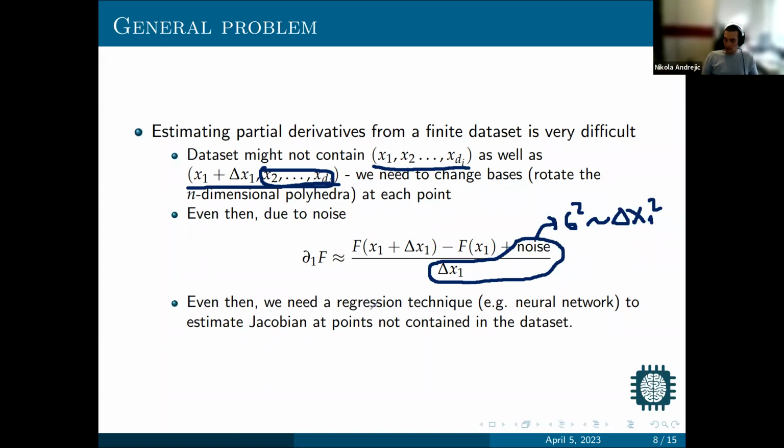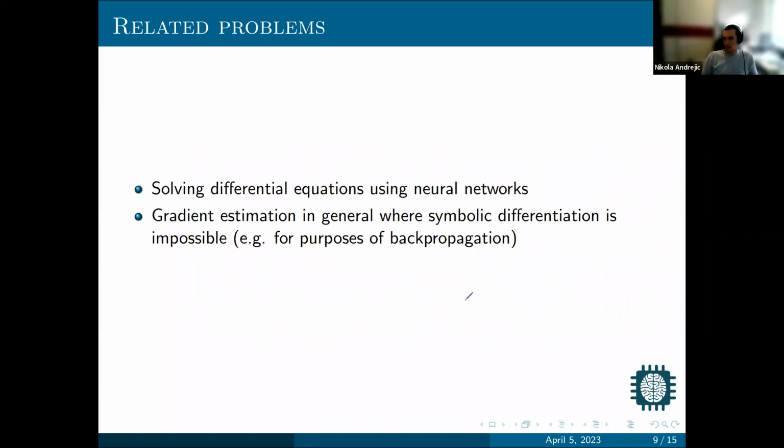But even then, even if we can solve these two problems, we need a regression technique to estimate Jacobians at points not contained in the data set, because this would give us only the estimation at x, e.g. at x1, a coordinate at some sample point at a particular value of x, but we need to somehow extend this to all values.